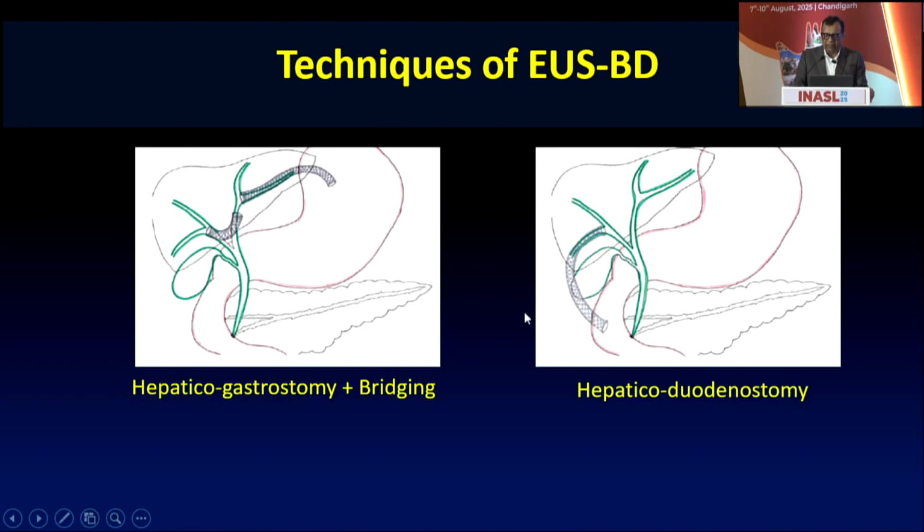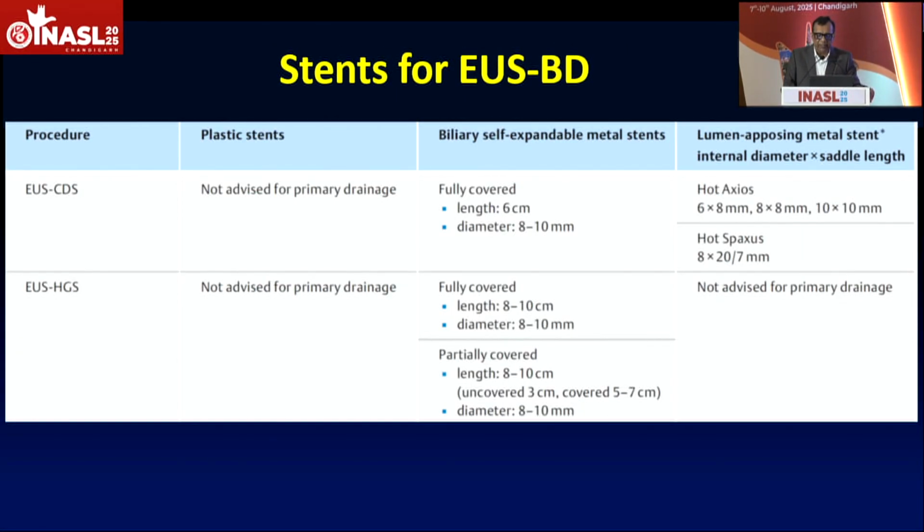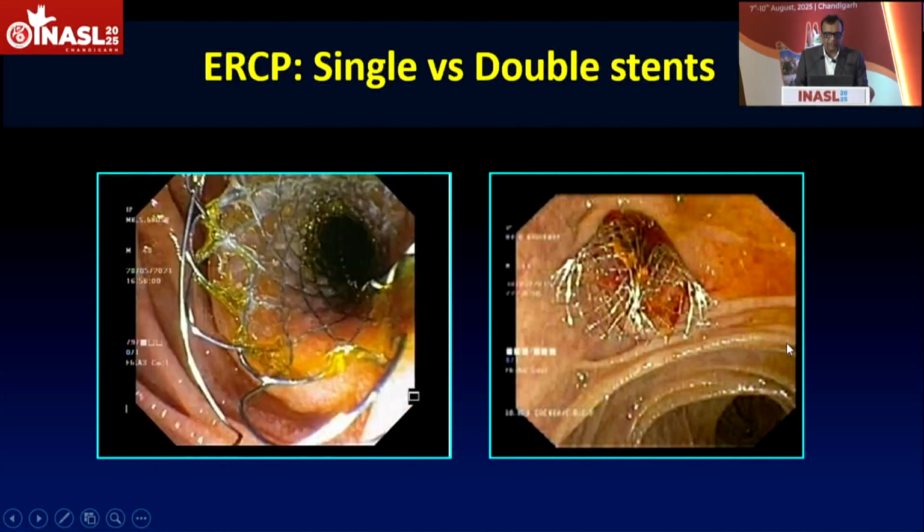The two other methods for EUS are hepaticogastrostomy with a bridging stent, where you bridge between the two ducts, right and left hepatic duct, and more recently hepaticoduodenostomy, which is less commonly done, where you approach the right hepatic duct from the duodenum. Now, for the stents for EUS-BD, plastic stents are no more used. For EUS-CDS, it's either a LAMS, which can be any of the LAMS we talk about, or a fully covered stent. And for EUS-HGS, it is usually either a partially covered stent, which is preferred, or a fully covered stent. LAMS is usually not used for this procedure.